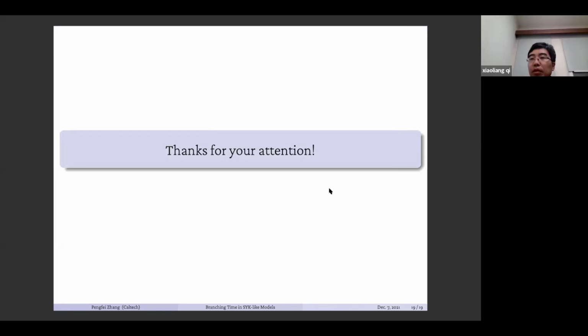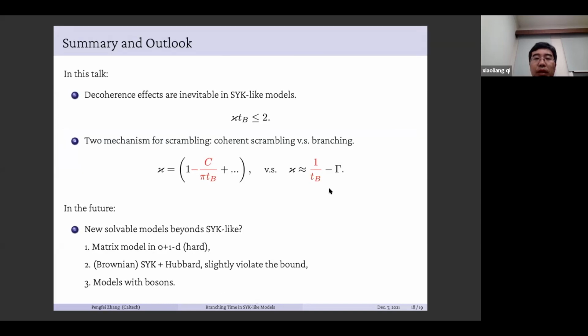Oh, hi, Pengfei. So the SYK plus Hubbard, what does that mean? Because SYK is already interaction between fermions, and Hubbard is also interaction between fermions, so I'm not quite sure. Let me briefly explain this in more detail. The SYK model contains a certain Lagrange structure, so we can have ladder diagrams and solve this model in a very analytical way.